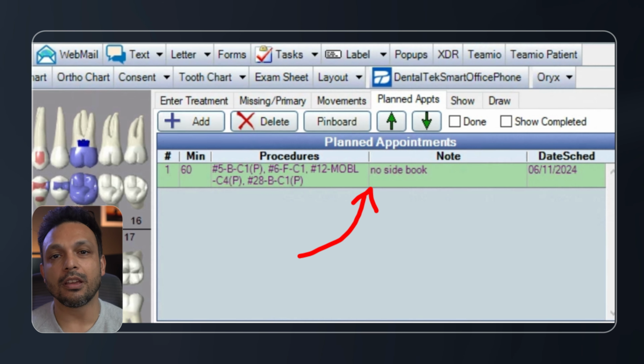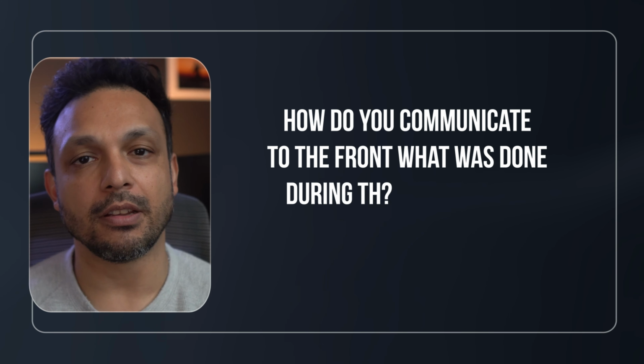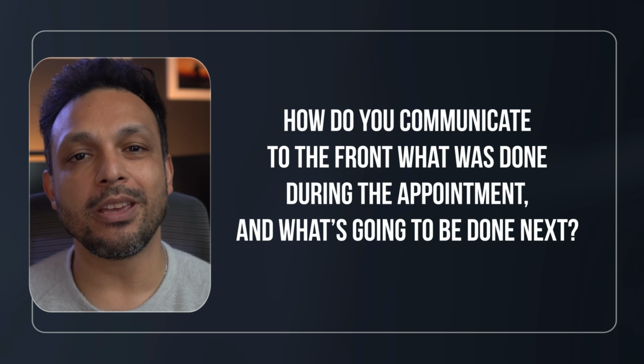Another thing you need to think about when you're developing a system for scheduling appointments in your practice is, how do you communicate to the front desk what was done during the appointment and what is to be done next. What if the patient was scheduled for a certain procedure, for example, a crown, and while you're working on the patient, you realize the patient needs endo, and now you do the endo, you do the build up, you even start the crown lengthening. You need a way to communicate these changes to the front desk so they can actually attach the correct procedure to the appointment so it reflects the correct amount of production.